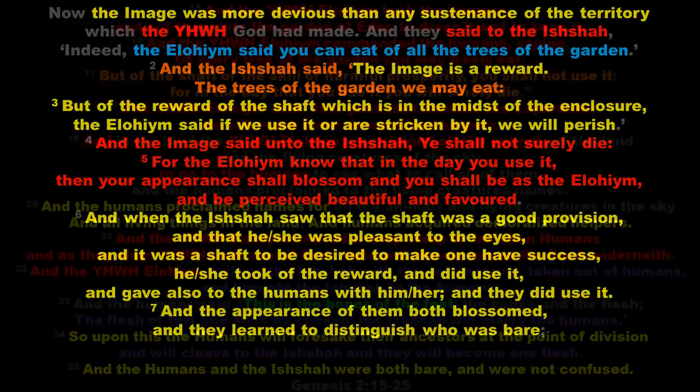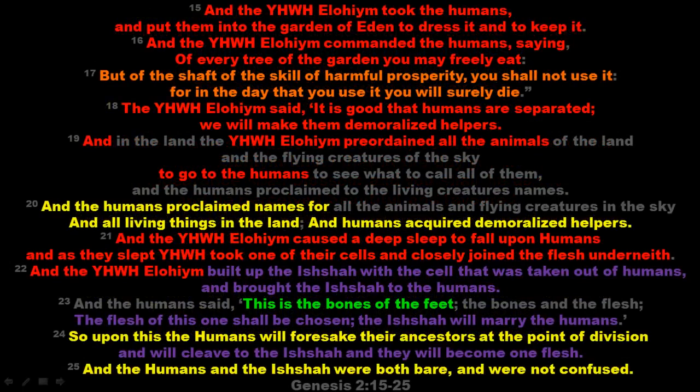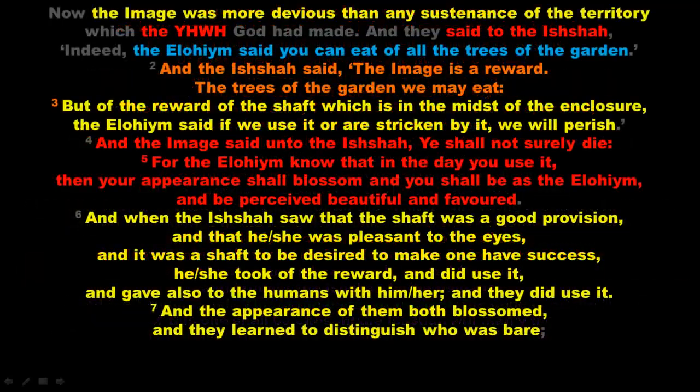So remember at the end of Genesis chapter 2 in verses 24 and 25, it said the humans will cleave to the Ishah and they will become one flesh. And the humans and the Ishah were both bare and were not confused. Now in Genesis 3, we're told the image, the outward appearance of the Yahweh is speaking to the Ishah, telling them that the shaft in the midst of the garden will not kill them, but make them appear beautiful.